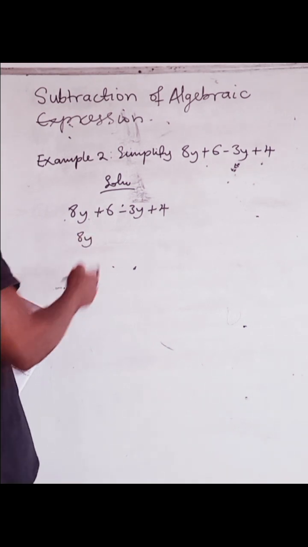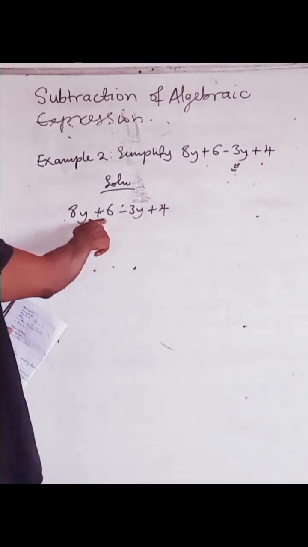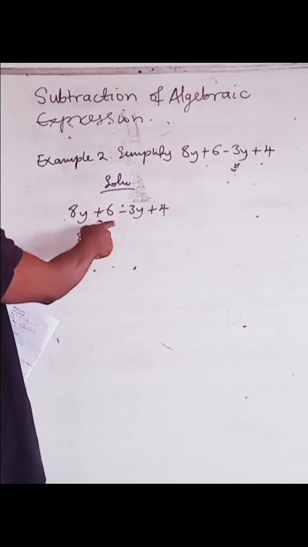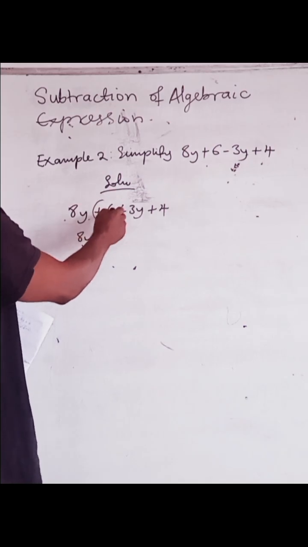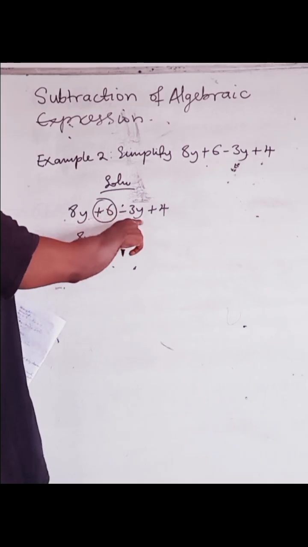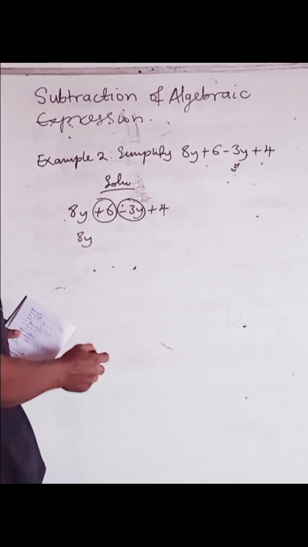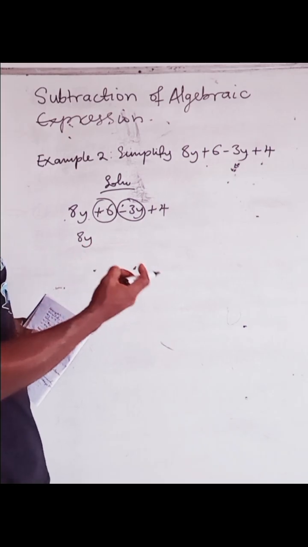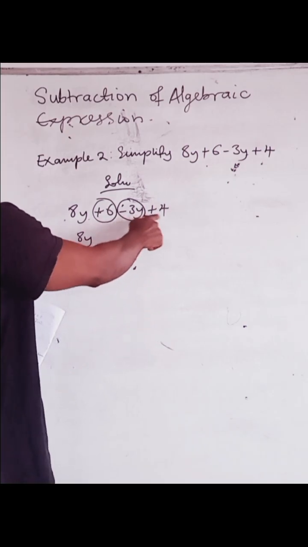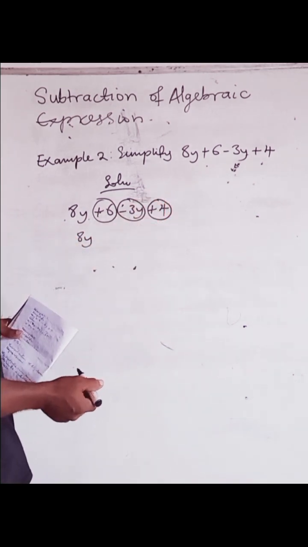Now, if we are doing that, I want you to take note of something. This positive sign here, you have 8y plus 6. This plus 6 here is attached to 6. You have 6 minus 3y. This minus 3y is attached to 3y. Take note of this, it is a rule that you always have to remember. From 3y plus 4, this plus 4 here is attached to 4.